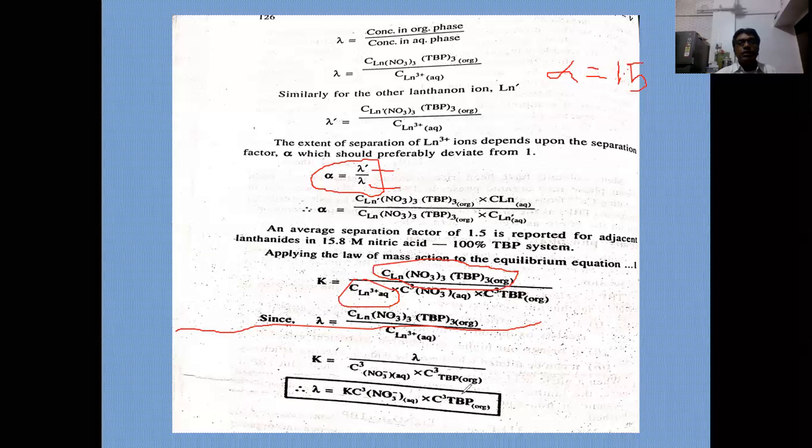So in this separation of the lanthanum using the solvent extraction method, the concentration of the tributyl phosphate (TBP) is kept constant. In this way we get the distribution coefficient lambda. This is the derivation for the distribution coefficient lambda. It depends upon the concentration of the nitric acid. It means that as we increase the concentration of the nitric acid, the distribution coefficient value also increases.